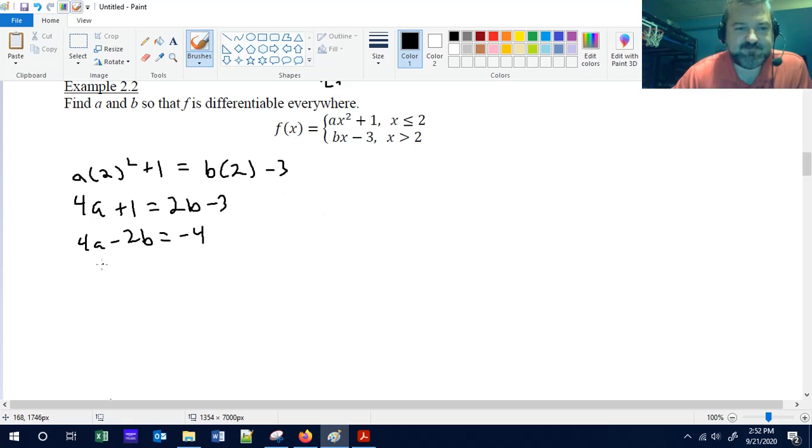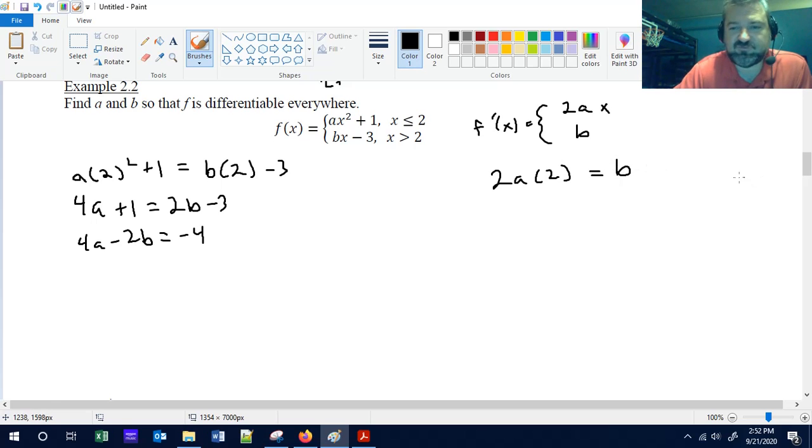Alright, I'll leave it like that. That's fine. Okay, so next we need to talk about the derivative. Well, f prime of x is going to be something like this. It's going to be 2ax, and then the 1 will go away, and then the derivative of bx is just b. So when x is equal to 2, I'll have 2a times 2 for the derivative on the left, and that needs to be equal to the derivative on the right, which is always just b. So 4a equals b.